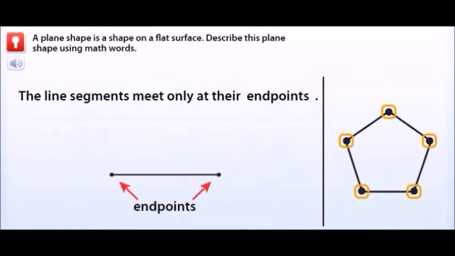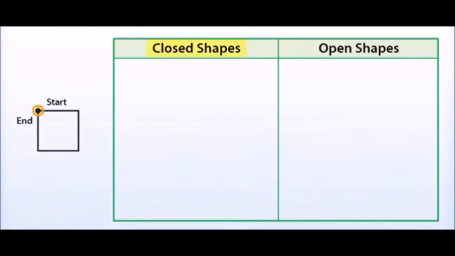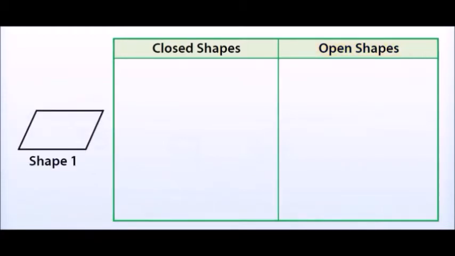How many line segments does the plane shape have? The plane shape is formed from 5 line segments. We can count 1, 2, 3, 4, 5. Plane shapes can be open or closed. An open shape does not start and end at the same point. A closed shape starts and ends at the same point.